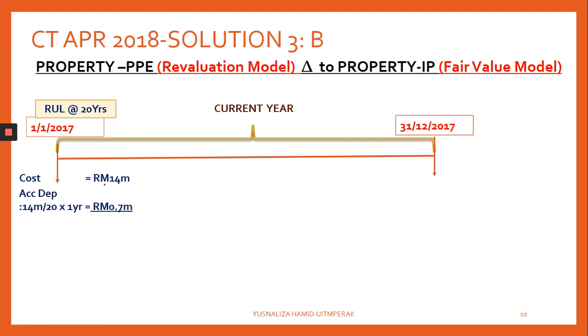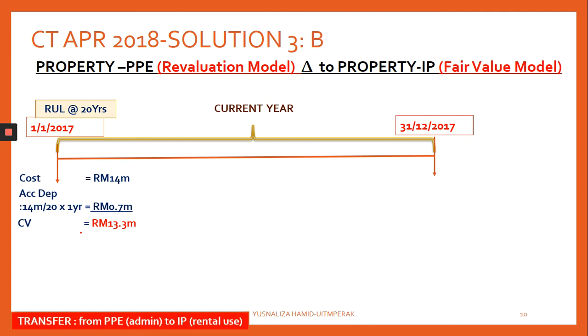And because of that, you need to know that on that date, there is a transfer being made. So because there is a transfer, of course, you need to find out what is the carrying amount on that date, carrying amount of the PPE, the property as PPE. So we go and calculate the accumulated depreciation, because from 1st of January 2016 until 1st of January 2017 is only 1 year. So 14 million divided by 20 years times 1, 0.7 million. The carrying value is 13.3 million. Carrying amount, the carrying value is the same.